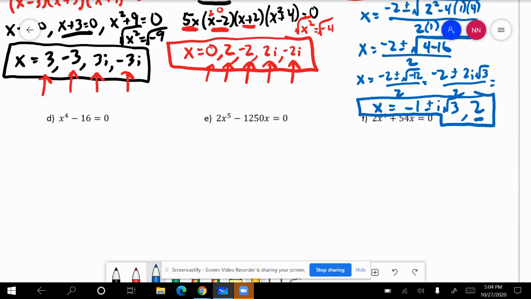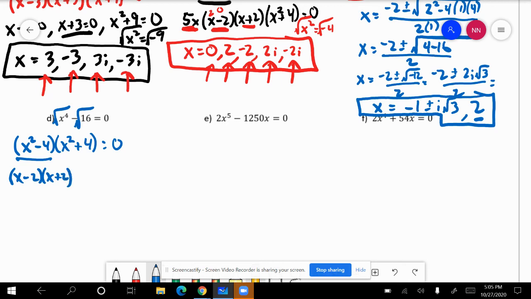So looking at letter D, we see it's a quartic. We see that it's a special factoring pattern because we could find the square root of each one. So that would be x squared minus 4 and x squared plus 4. Similar to what we've done before, this right here breaks down into x minus 2 and x plus 2. And the x squared plus 4 we can't factor anymore. Now we have to find our zeros, 2, negative 2, and the x squared plus 4 we know is 2i and negative 2i.